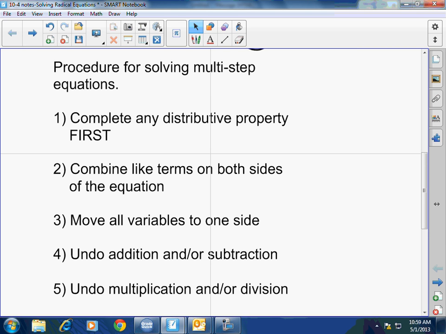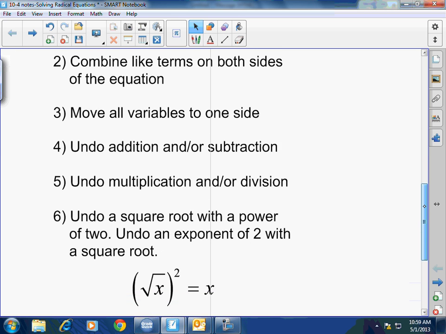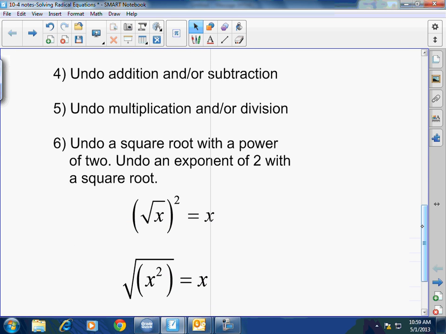But we're dealing with now square roots and powers of 2. So we have one more to add. You undo a square root with a power of 2.